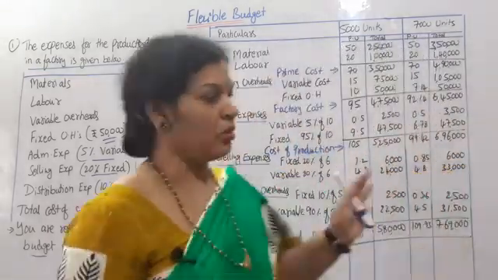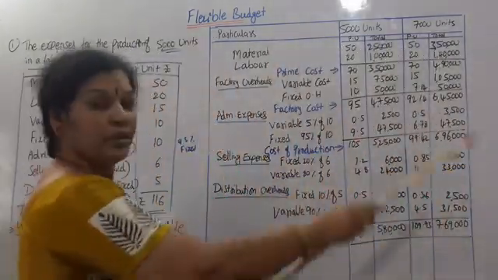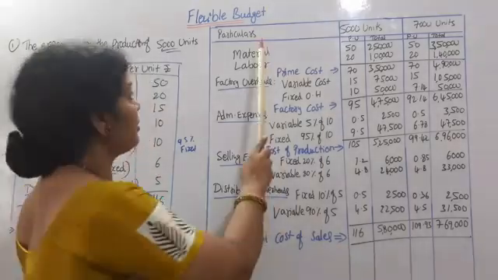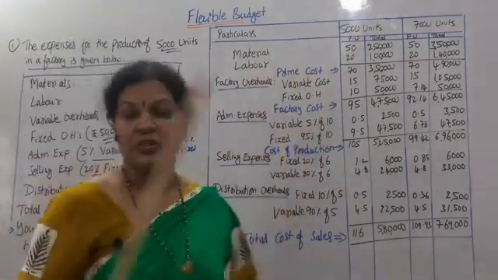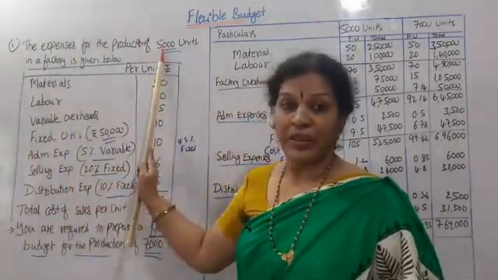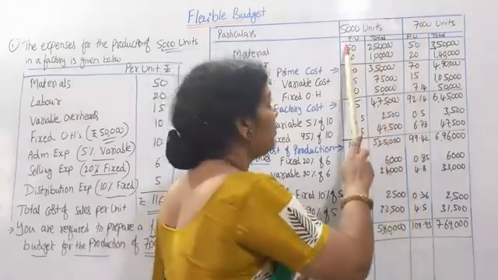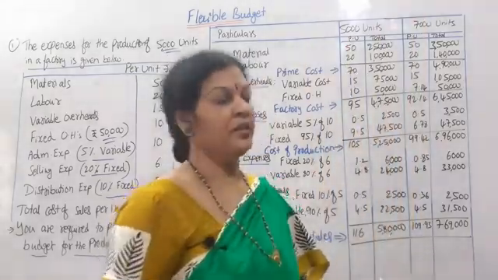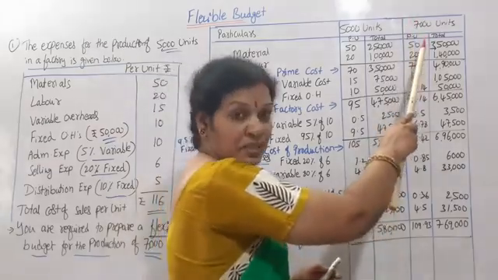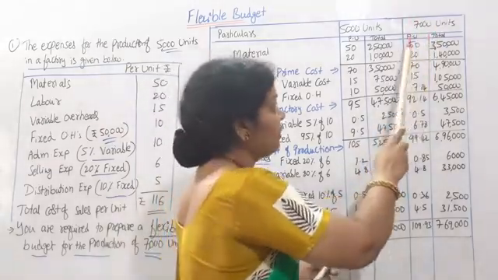Now if you see the solution, I have prepared the table like this. First thing is particulars: 5,000 units, already given, 5,000 units per unit and total. Then we are asked to prepare for 7,000 units: 7,000 units per unit and total.